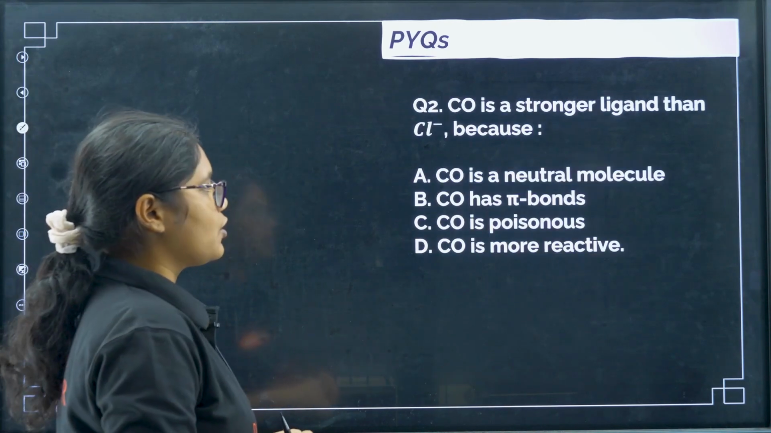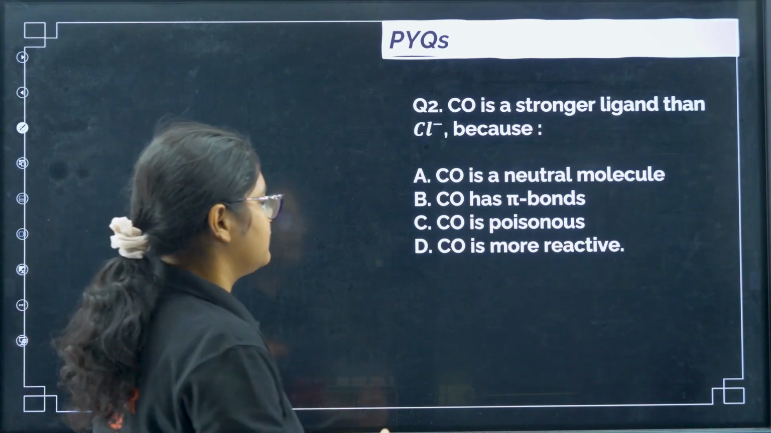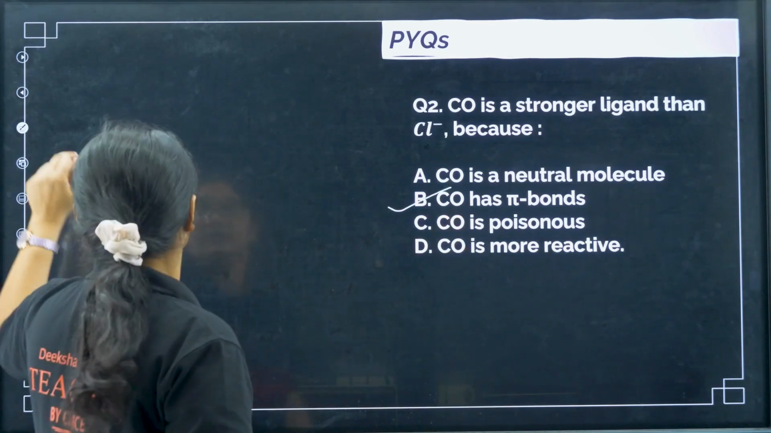Next, CO is a stronger ligand than Cl minus. Why? Just now we discussed, because CO can form even pi bonds. So option number B here.